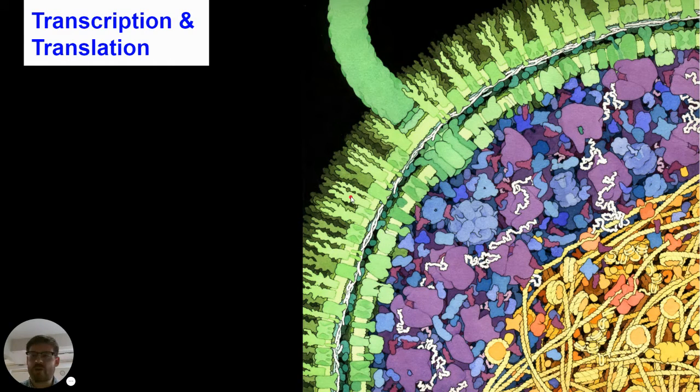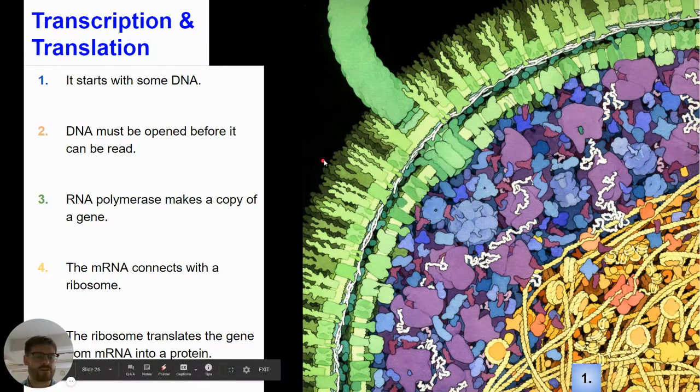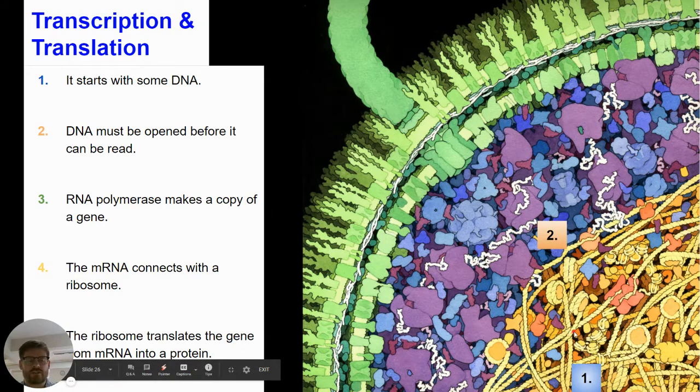So transcription and translation. It all starts with DNA. Maybe you can see where the DNA is in this cell. I hope so. It's down here, the yellow ropes and stuff. That's DNA. One of the things that makes a bacteria cell different than a plant or an animal cell is that they don't have a nucleus. They still have DNA, but it's not packaged in a membrane like ours is. So it starts with DNA, and then that DNA needs to be opened up before it can be read. DNA has that double helix twisted ladder form, and so you can't access it until you open it.